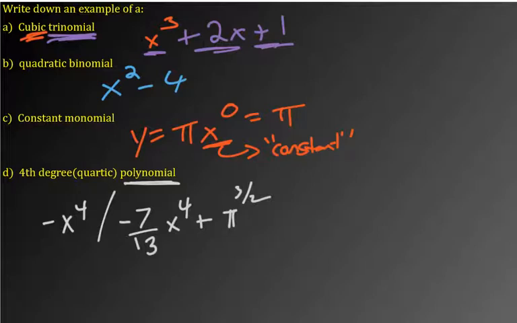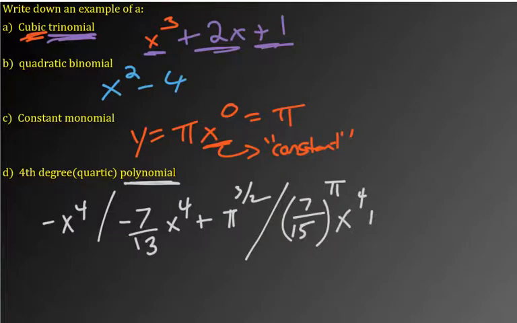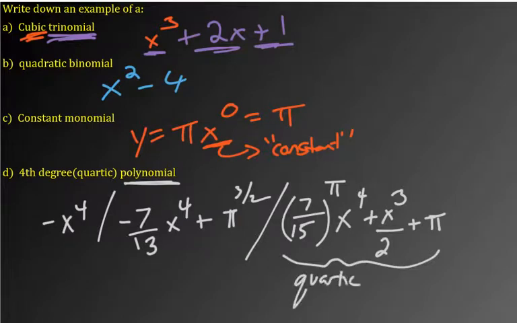That is a quadratic binomial. And then you could have like 7/15ths, all of that raised to the pi power times x to the 4th plus x cubed over 2 plus pi. And that would be a quadratic trinomial. But it is also a polynomial, because poly just means one or more. Really poly means many, but all of these are counted as polynomials.